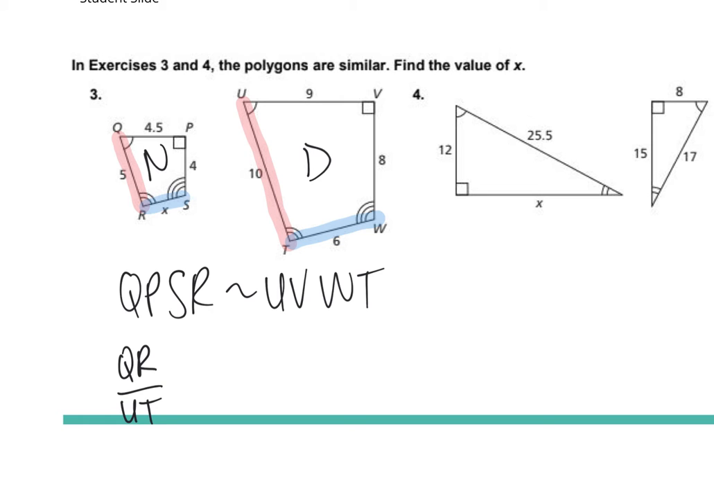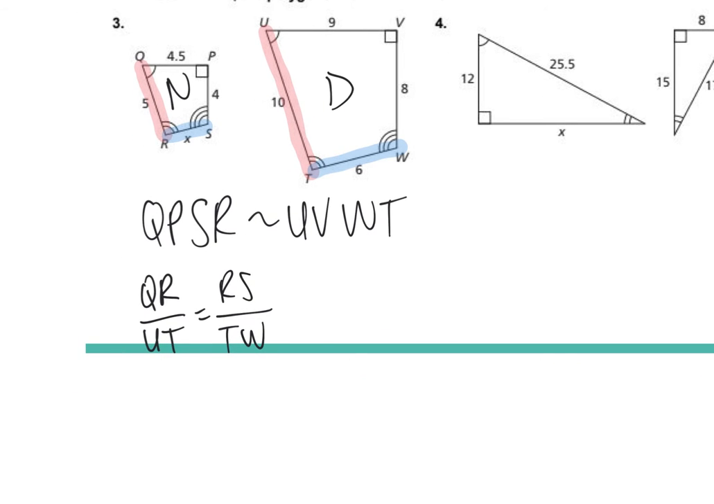We're good. So all we need to do is say, all right, this is going to be equal to, and then the second one, RS over TW. And then we just plug in what the values are. What was QR? So we have 5 over, what was UT? 10 equals, what's RS? X over 6.